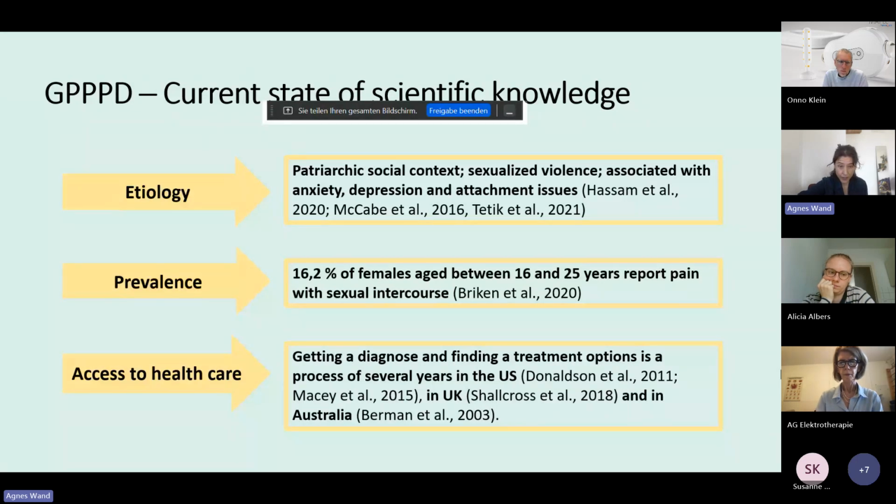The access to healthcare is not so good internationally. Getting a diagnosis and finding a treatment option is a process of several years in countries like the US, the UK, and Australia. These are countries where studies are actually available. For Germany and other European countries, there are no studies.